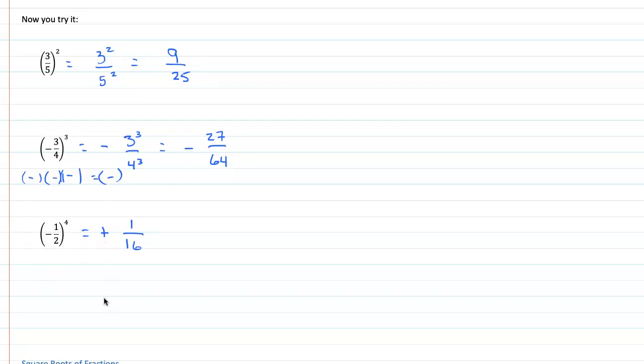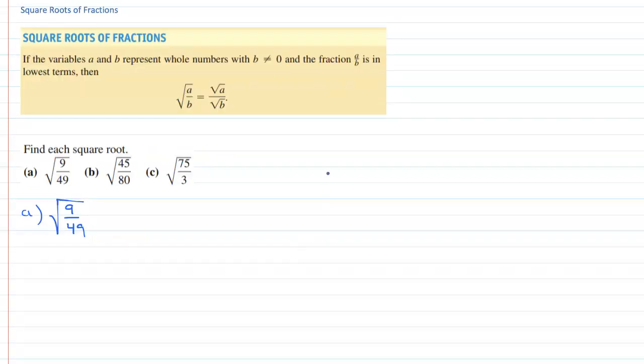So the same rule applies. I may have forgotten the rule last time, but I showed it to you by example. When you take the square root of a fraction, you're taking the square root of the top and the square root of the bottom. So when I have the square root of 9 over 49, that's our first one. What that means is the square root of 9 over the square root of 49.